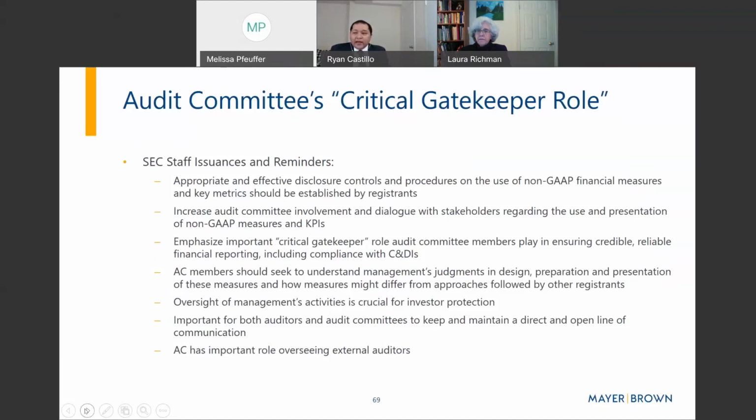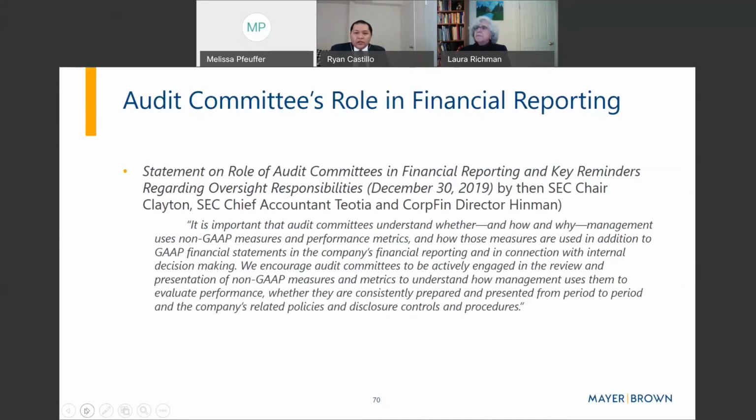On the next slide, we have a 2019 joint statement from the then SEC Chair, Chief Accountant, and CorpFin Director, that it is important for the Audit Committee to understand whether, how, and why management uses non-GAAP measures and performance metrics, and how those measures are used in addition to GAAP in financial reporting and internal decision-making.